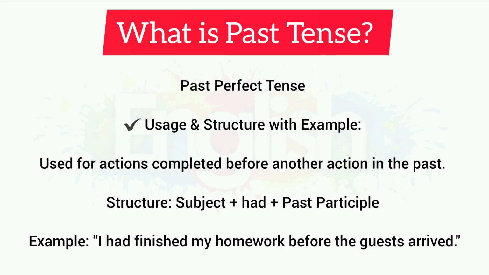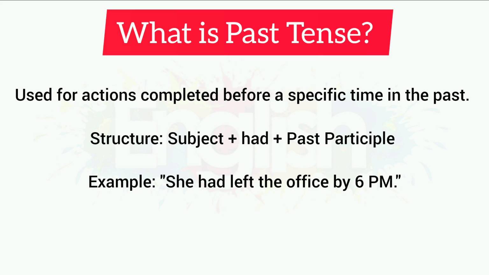Past perfect tense. Usage and structure with example. Used for actions completed before another action in the past. Structure: subject plus had plus past participle. Example: I had finished my homework before the guests arrived. Used for actions completed before a specific time in the past. Structure: subject plus had plus past participle. Example: she had left the office by 6 p.m.